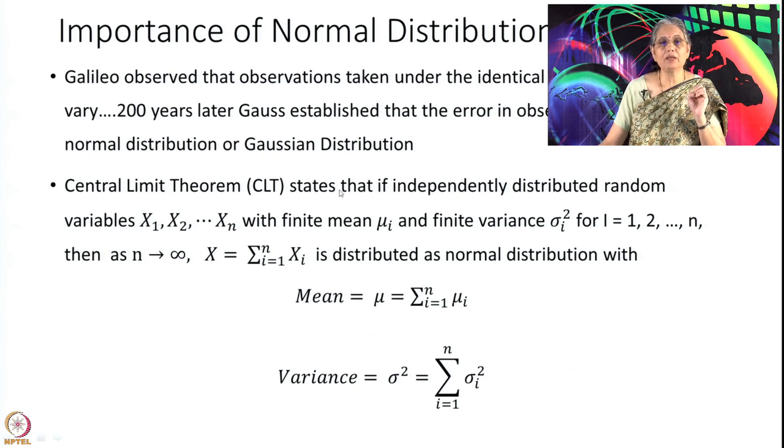Let us read it. It states that if x1, x2, x3, ..., xn are independently distributed random variables with a finite mean and a finite variance for all the values of i, then as n tends to infinity, the sum of these independent random variables follows a normal distribution with a mean as the sum of means and variance as the sum of variances. Let us try to understand this.